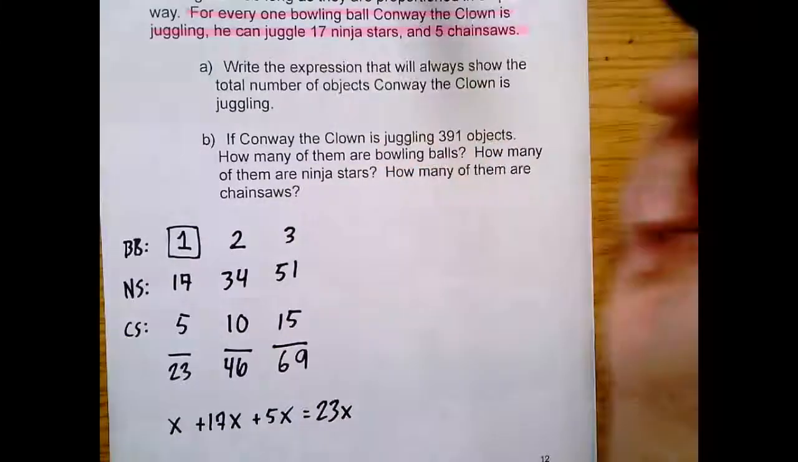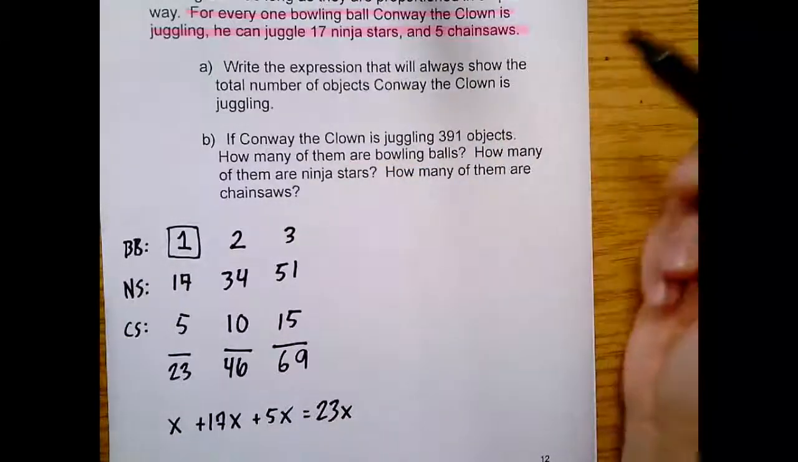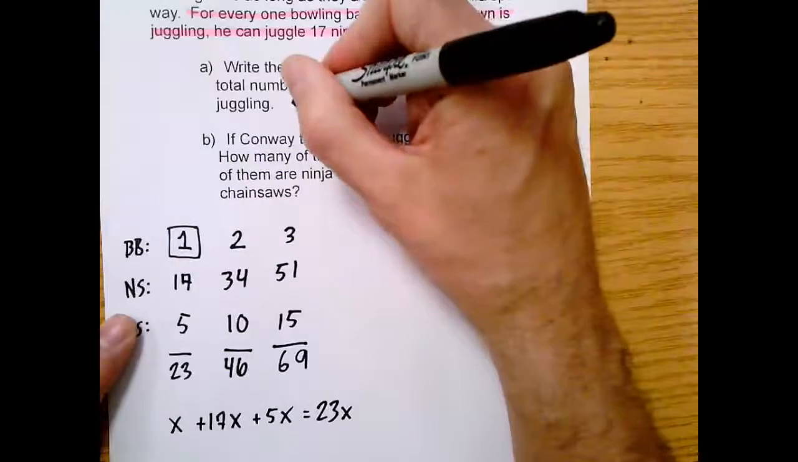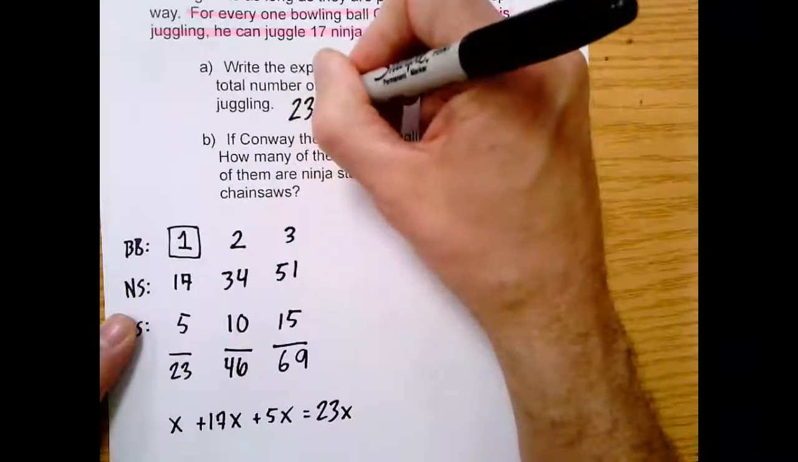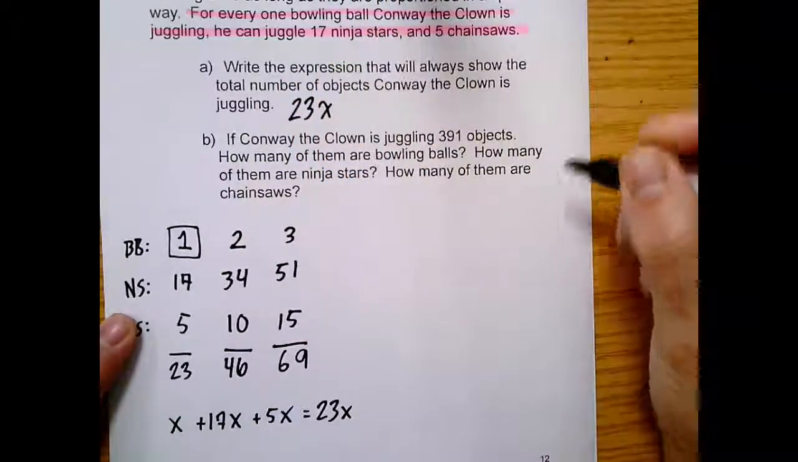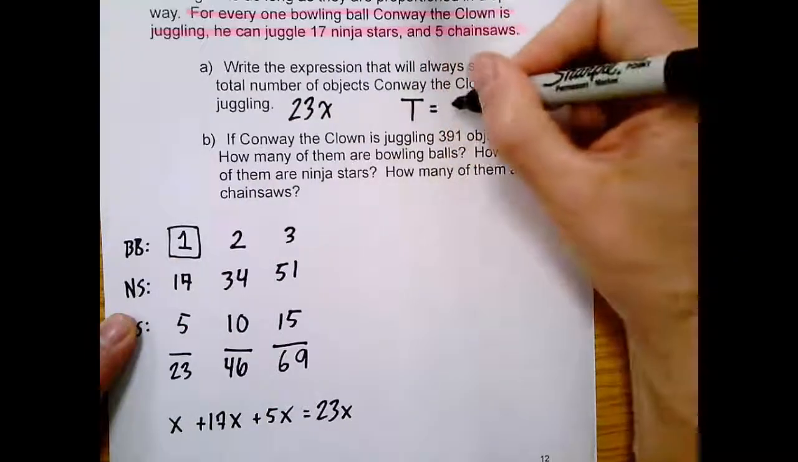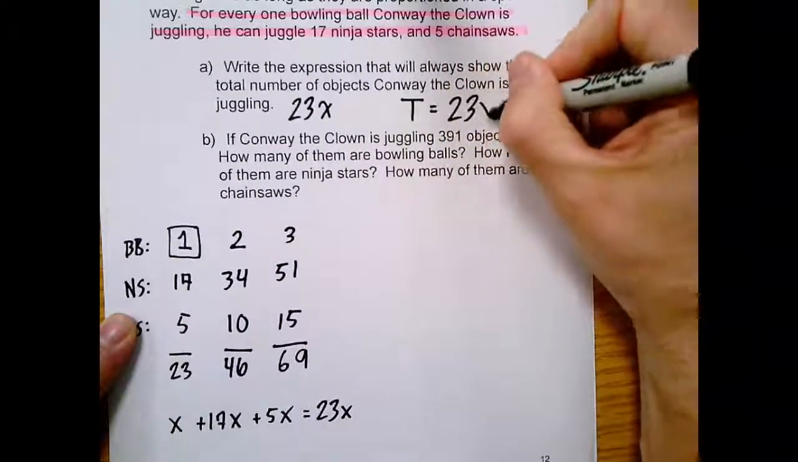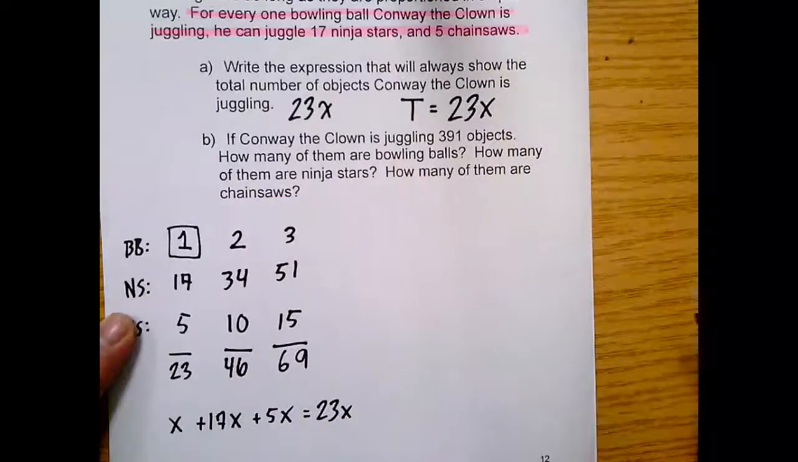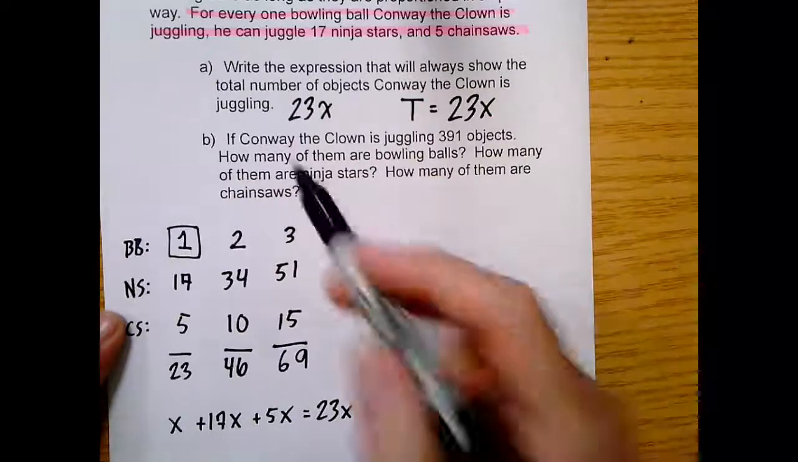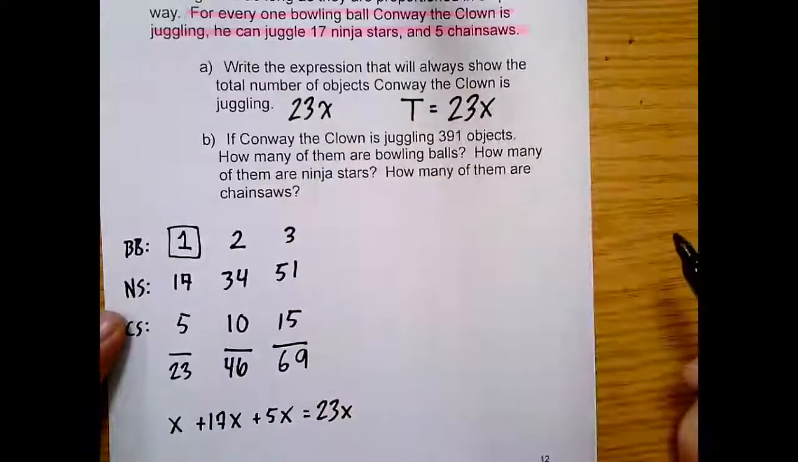So it says write an expression. I'm actually going to write, okay, so if I wrote the expression, it would be 23x. And if I want to be a little bit more clear, we can say, well, the total number of objects will always be 23x. And I guess technically that's an equation, but you get the point, okay? So there we go. Some good looking answers right there.